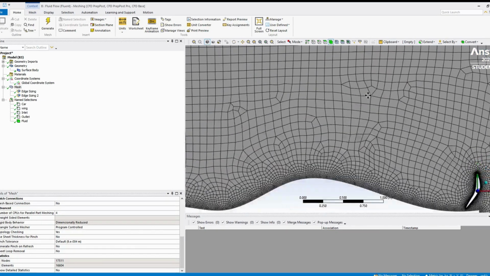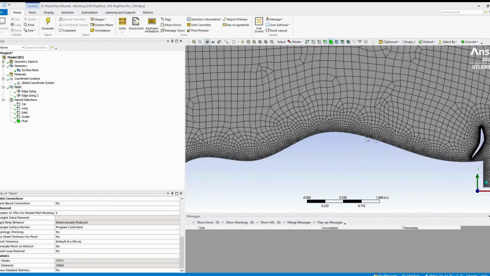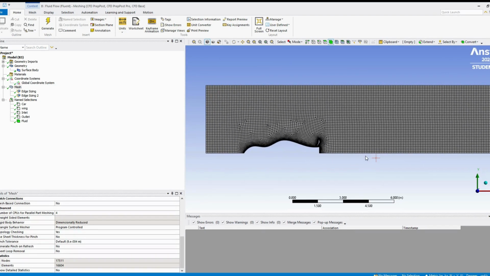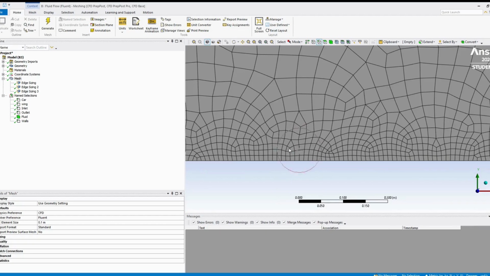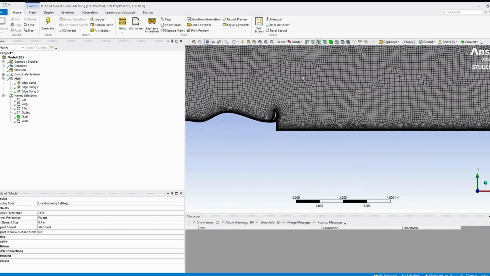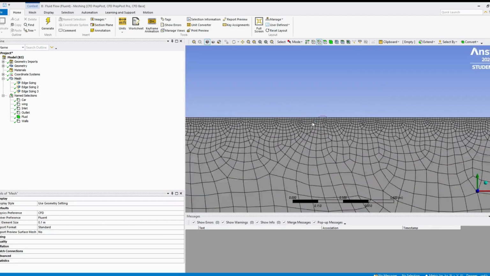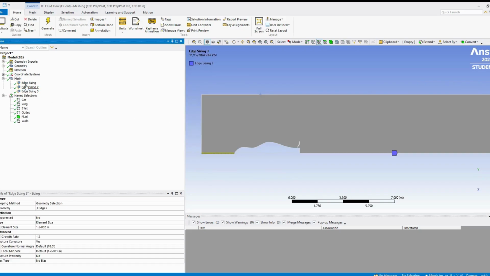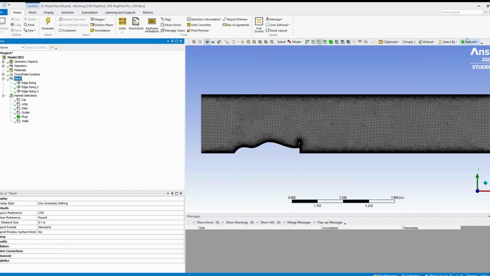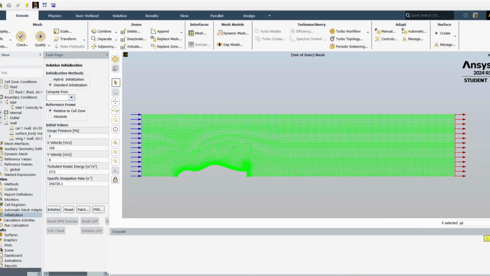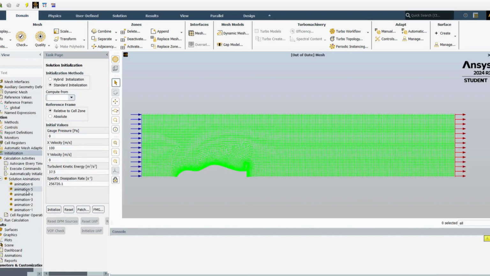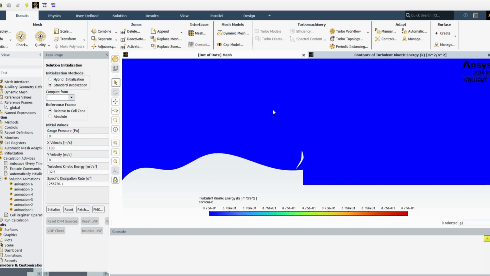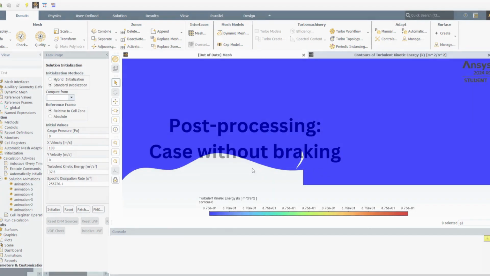As you see, I chose a small element size in the regions where the flow varies greatly, the wing and the edges of the car. Then I ran the simulation, and now we will move on to post-processing to see the results and analyze them.